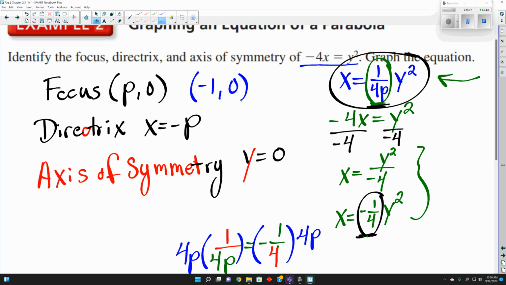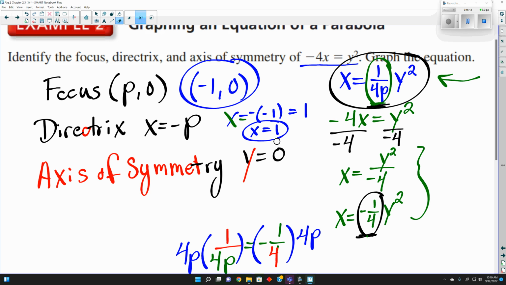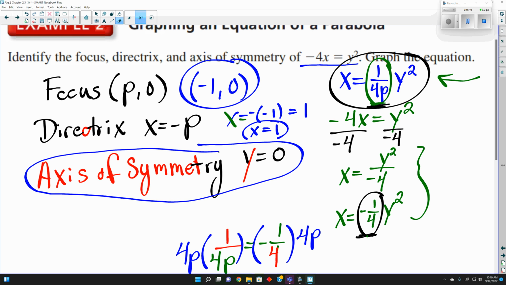And the directrix, x is equal to what? -P. Because we would plug it in as, I want to write it out, because it would be -(-1), which is just 1. So x is equal to 1. And that's it.